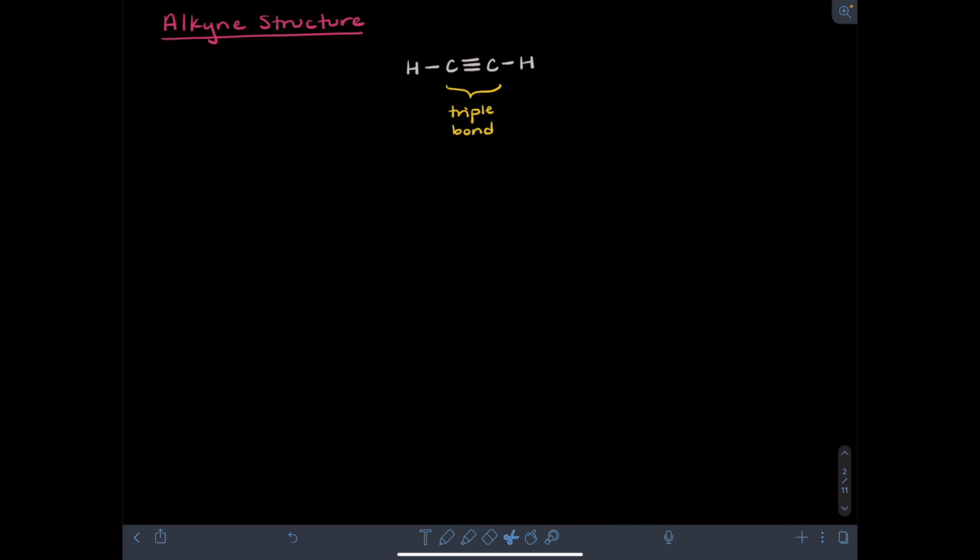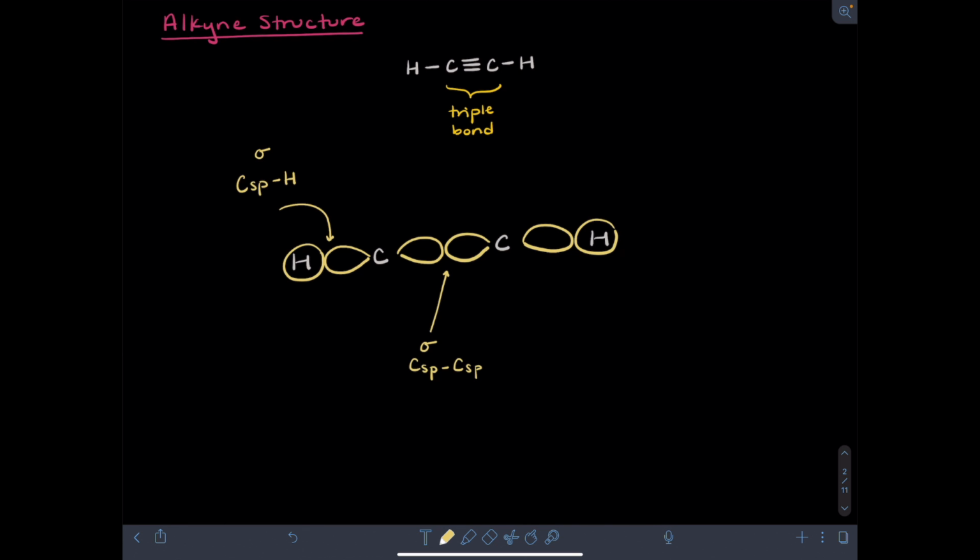Alkynes feature a carbon-carbon triple bond, and we can think about what orbitals are overlapping to generate these bonds. Each carbon of the alkyne is sp hybridized. Each carbon uses one sp orbital to form a bond to hydrogen, and another sp orbital to form a sigma bond to the other carbon. In the carbon-hydrogen bonds, hydrogen is only using its s orbital to form the bond.